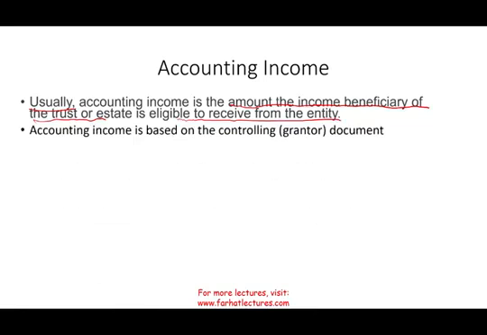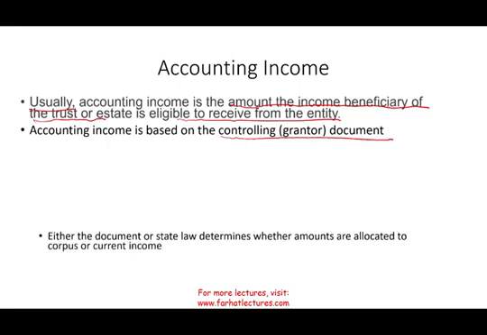How do we determine this? Based on the controlling or grantor document. What is this controlling or grantor document? Well, the person that created the trust determines how much they want to give out, or make the beneficiaries eligible to receive from the trust. This is what accounting income is. So when I create my trust, I say I want my interest to be distributed, my dividend to be distributed, capital gain not distributed, or capital gain distributed. Whatever I want to do, I determine this.